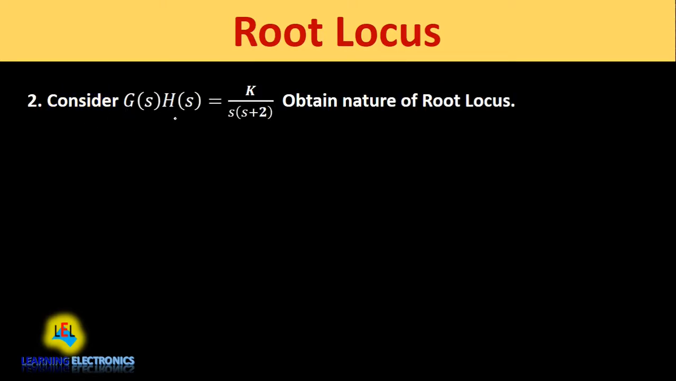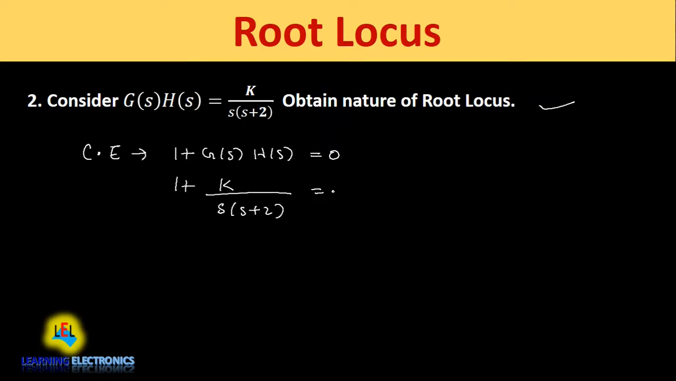The second numerical is: consider G(s)H(s) is equal to K divided by s into (s plus 2). Obtain the nature of root locus. In this question, first we have to find out the characteristic equation. We know that the characteristic equation is given by 1 plus G(s)H(s) is equal to 0. Now we will put this value of G(s)H(s) here. We will get 1 plus K divided by s into (s plus 2) is equal to 0.